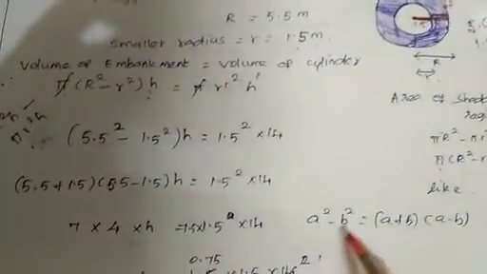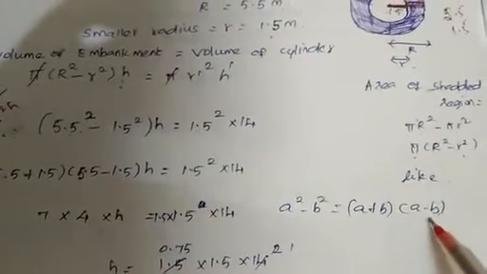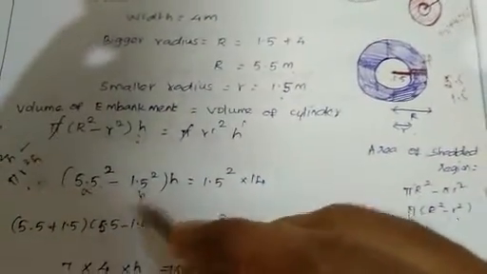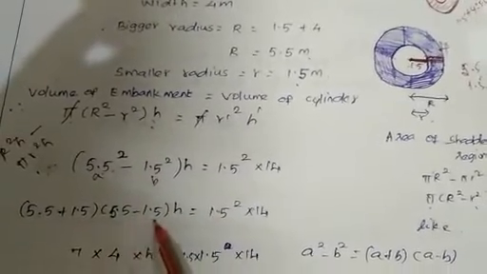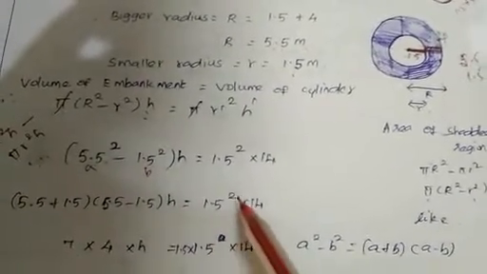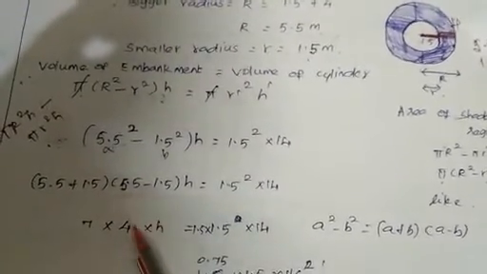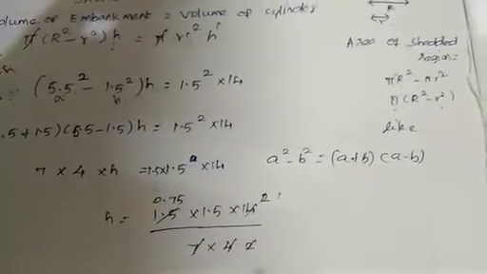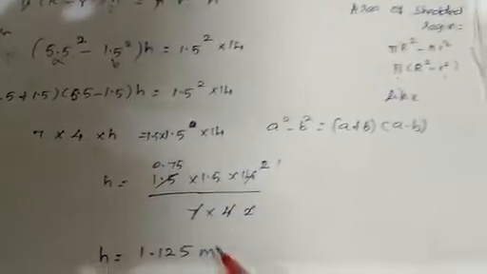Now the a squared minus b squared identity, we know a squared minus b squared is a plus b into a minus b. Using this identity, a value is 5.5, b value 1.5, so addition 5.5 plus 1.5, subtraction 5.5 minus 1.5, into h equals 1.5 square into 14. So the addition 5.5 plus 1.5 is 7, subtraction is 4, into h. So on the right side h equals 1.5 into 1.5 into 14 divided by 7 into 4. Just a cancellation, after this we can get h value 1.125 meter.